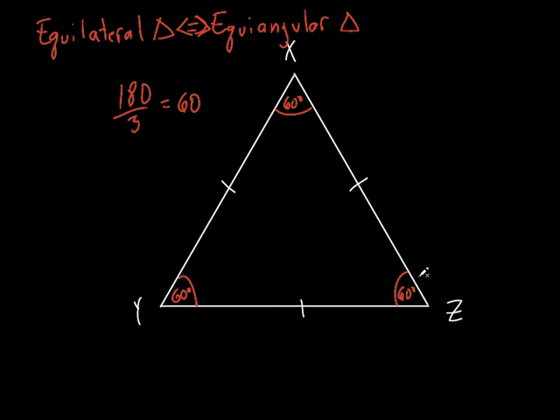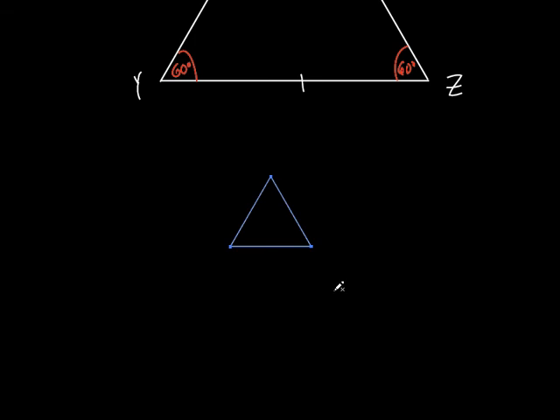Make sense? All right. So anytime, it doesn't matter how big or small your equilateral triangle is. Watch this. I could have a tiny little equilateral triangle right here. All three sides are equal to each other. What are all three angles then? 60 degrees. It doesn't matter how big or small, those angles are going to be exactly the same.